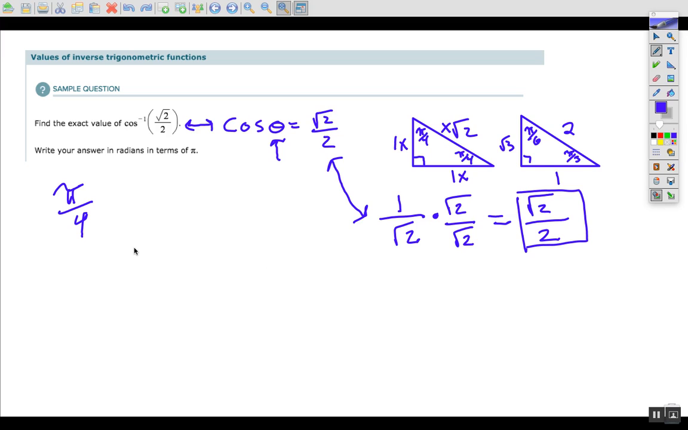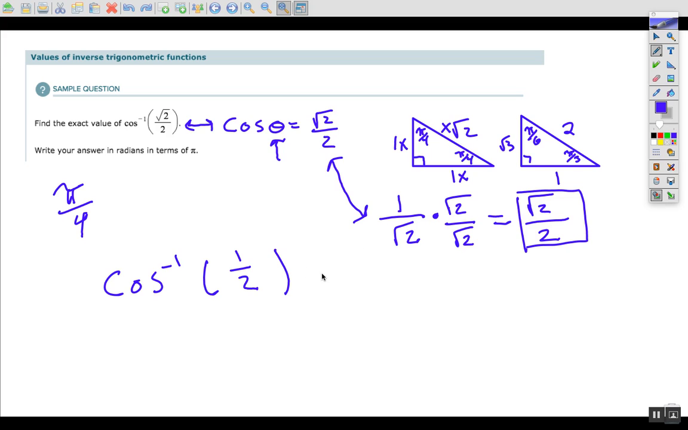Let's do one more of these. Let's look for inverse cosine of 1/2. Okay? So first step is determine which of these triangles we're going to use. So we need one of the triangles to have a 1 and a 2. And the only triangle that has that is our 30, 60, 90.